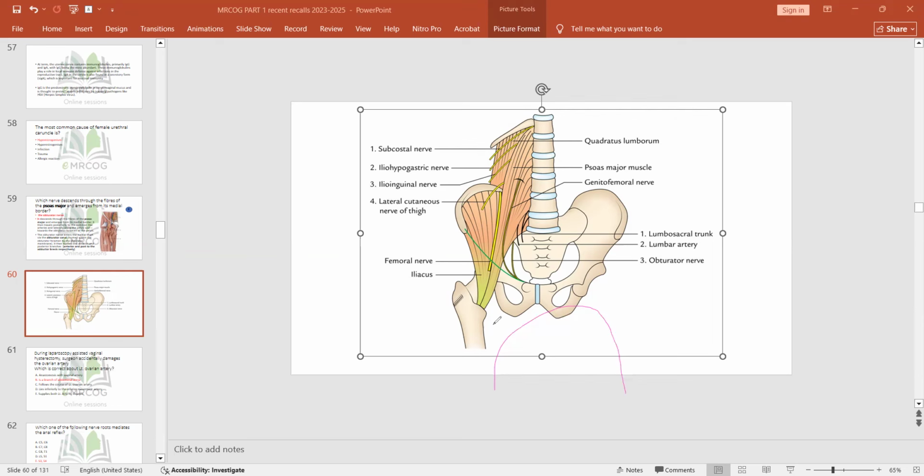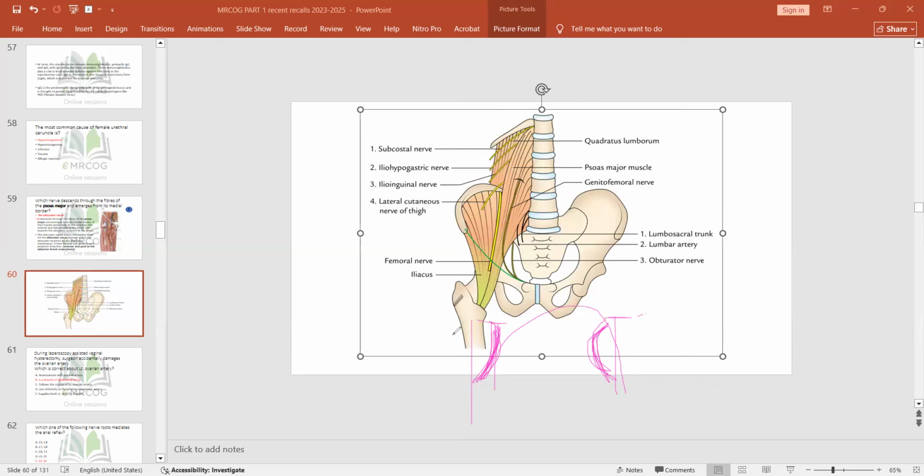Why? Because the adductors of the thigh, not the hip. The adductors of the thigh, here and here, are weak. And of course, she's going to have pain and a paresthesia in the medial aspect of her thighs. Medial and posterior aspects of her thighs.